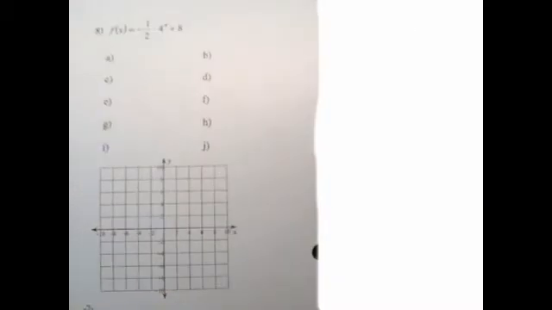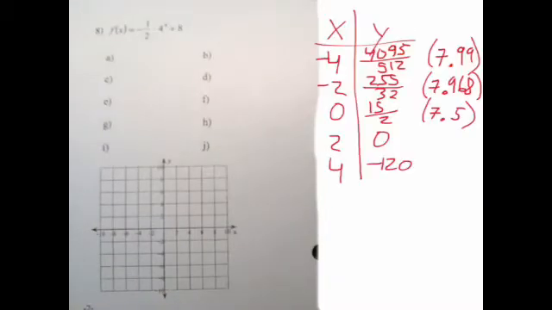Let me get my table going. Alright, so as I plugged these x values in, I got these fractions out, and these ones up here are approximately these decimal values right here, so that'll help us in graphing. When x is -4, it goes up to almost 8, which is about there. And then -2 also goes to almost 8 up there. At 0 it goes up to 7.5, just slightly less than that.